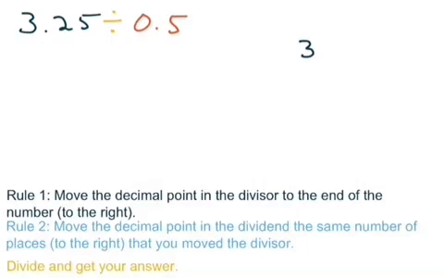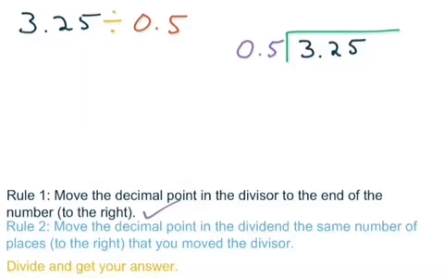So I'm going to have 3.25 divided by 0.5. First step is rule 1. Move the decimal point in the divisor to the end of the number. You want to make sure you write these down. So all the way to the right.